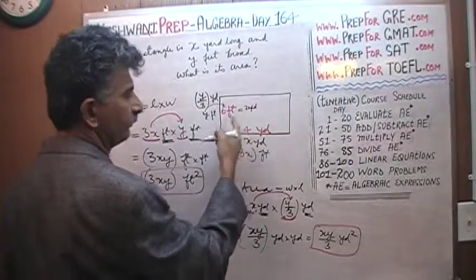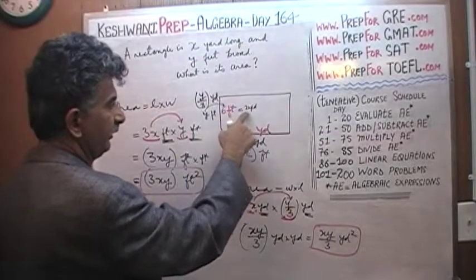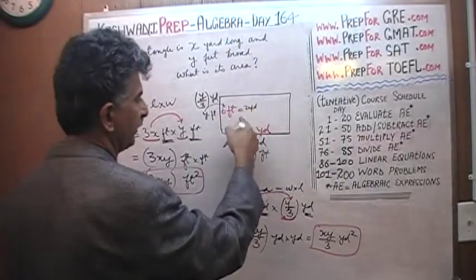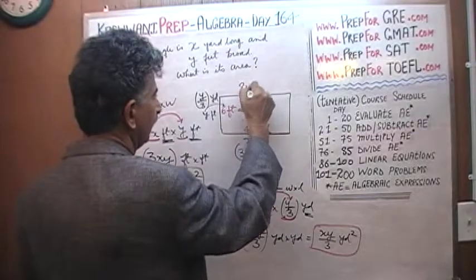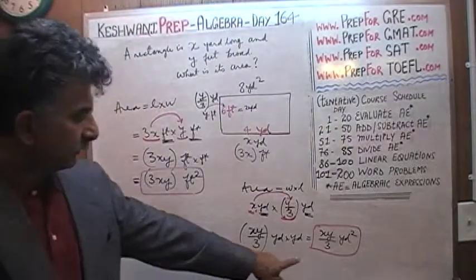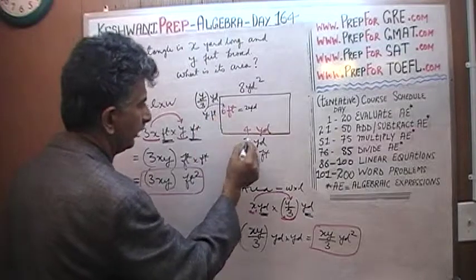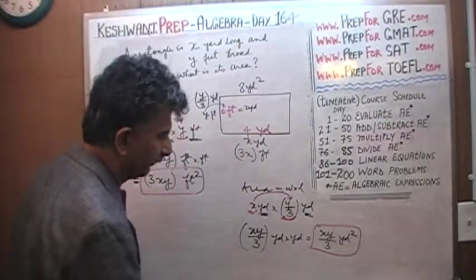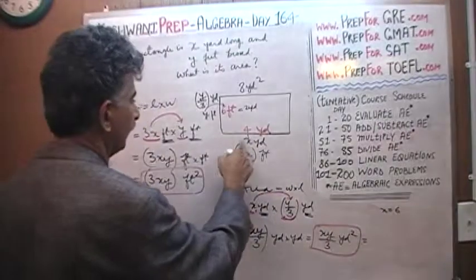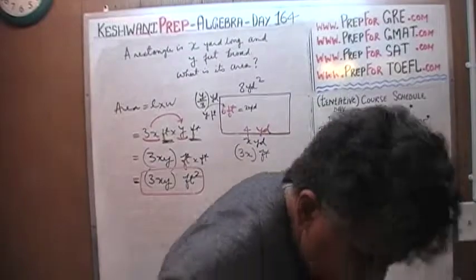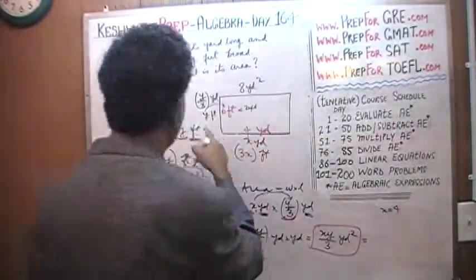So this is 4 yards. In terms of square yards, the width is 2 yards, which is 6 feet, times 4 yards. The area of this thing, 6 feet by 4 yards, is the same as 8 square yards. Let's see if this one gives us 8 square yards if we plug in 6 for y and 4 for x. X equals 4, and y equals 6.